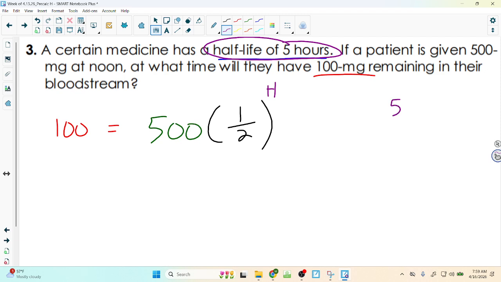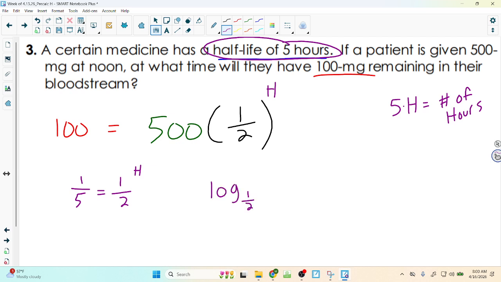So 5 half-lives, 5 times the number of half-lives is the number of hours, right? And I'm using H for half-life, not for hours. I know it's confusing. So I guess what we'll have is 1/5 equals 1/2 to the H. This will give us the number of half-lives. We can do ln on both sides if you want, or we can do log base a half. Let's try it the other way this time. Log base a half of 1/5 equals H.